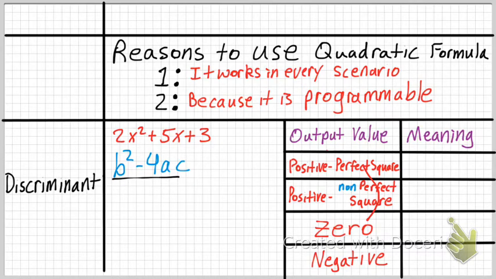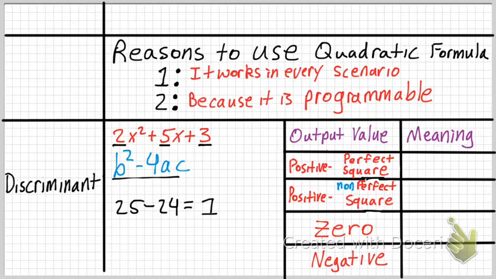And so if I calculate this, I have b squared, where b is 5, and then I have 4 times a times c. So I have 25 minus 4 times a, which is 8, and then 8 times 3 is 24. So I'm left with 1. So I have a positive 1 here for my discriminant. Well, that will tell me something about my roots right off the bat. So if I take the square root of 1, it's 1. So 1 is itself a perfect square.